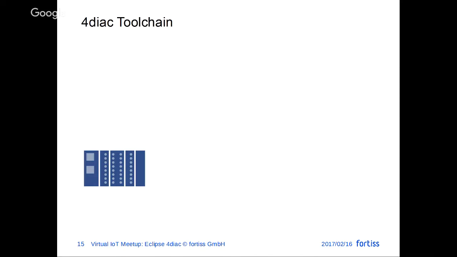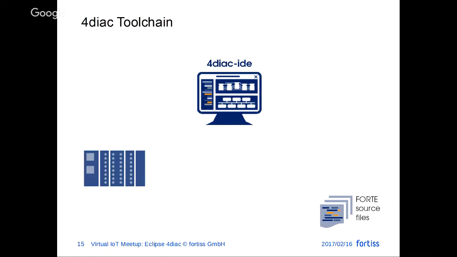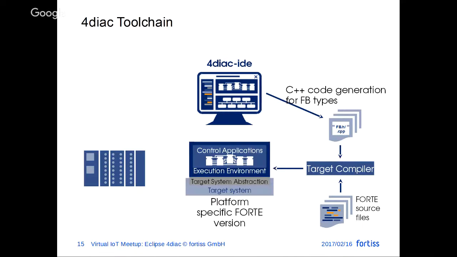Before going into the live demo, I want to talk a little bit about how the 4diac toolchain works together. So we have here a 4diac device, for example, maybe a PLC, or what we will use later, a BeagleBone Black. And in order to program this, we need our 4diac IDE, and currently we need the source files of our runtime environment Forte. And for the function blocks you develop, you need to generate C++ code, take the target compiler, compile it to a platform-specific version of Forte, and download it into your PLC.